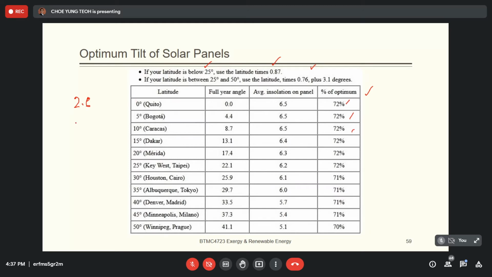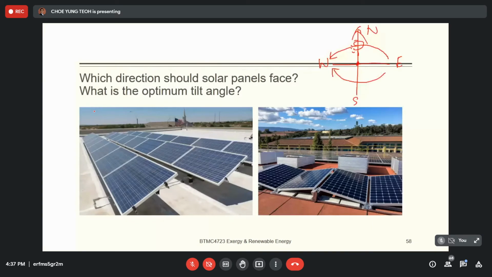This is because they want to allow for self-cleaning. At 2.6 degrees, the dust will easily stick on the panel. So you need to make a little angle so that when the rain comes, it will wash away the dust, and you don't need to clean the panel from time to time. In Malaysia, different companies use different approaches, but 5 to 10 degrees is quite reasonable. Don't go too high, or else you will no longer face the sun.